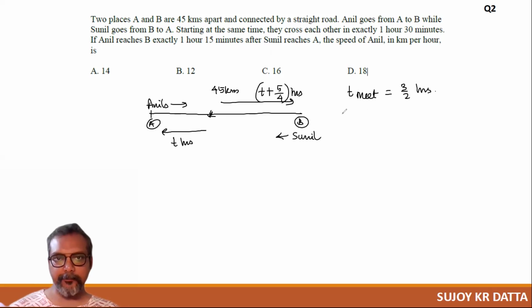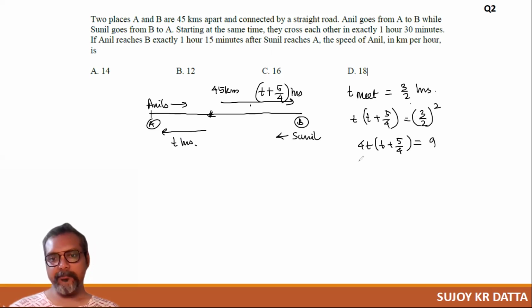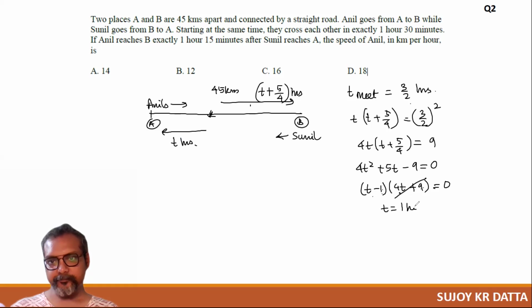So we know the property that the product of these two times is the square of the meeting time. This multiplied with t should be 3 over 2 squared. Multiplying throughout by 4, we get 4t squared plus 5t minus 9 equals 0. This can be split further as t minus 1 times 4t plus 9. We get 4t squared minus 4t plus 9t, which is plus 5t, and minus 9. Obviously, t cannot be negative, so t must be 1.